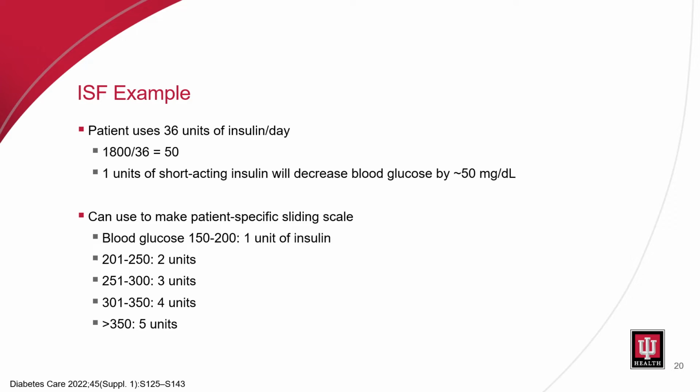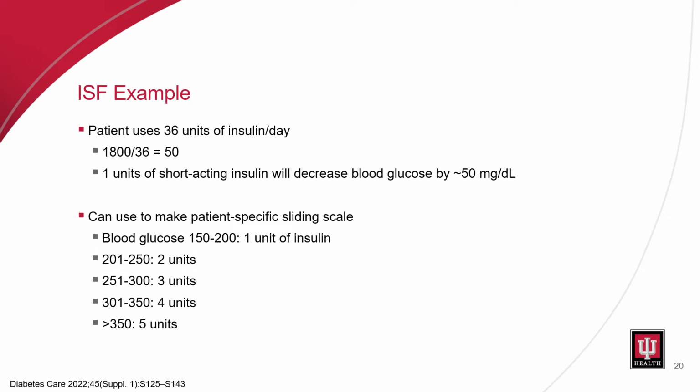Often how we utilize the ISF is to make a patient-specific sliding scale based on the ISF value. So for this patient, an appropriate sliding scale would be if they had a blood glucose reading between 150 to 200, they would administer 1 unit of insulin. So say that her blood glucose reading was 175, she gives herself 1 unit of insulin, which would be anticipated to bring it down to 125. You can go through specific examples with the rest of the sliding scale shown as well.